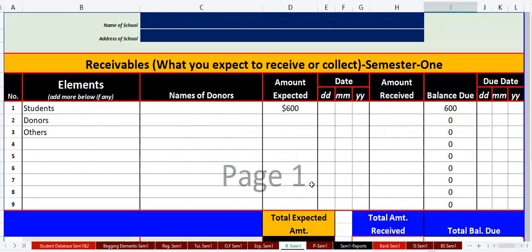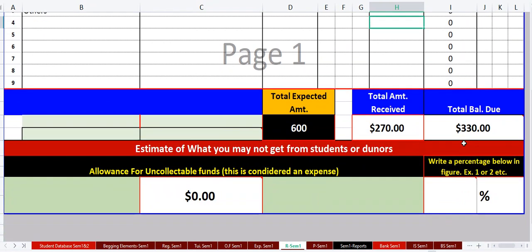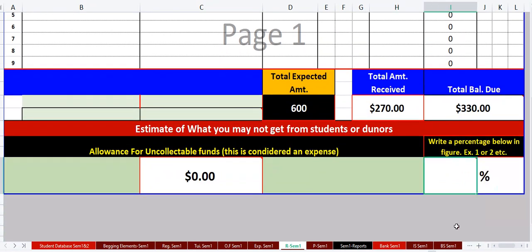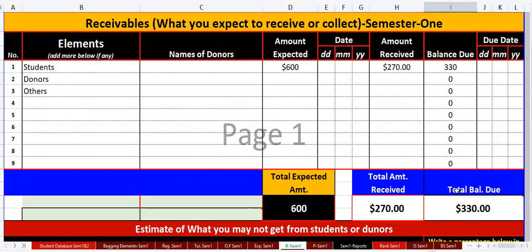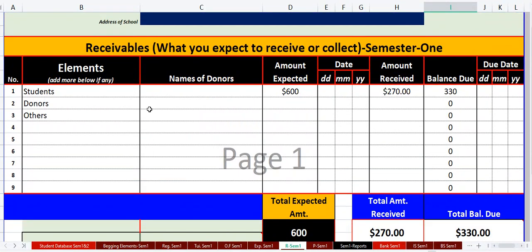There is receivable. Now as you can see here, automatically the students have 600 to pay. This is what we expect to receive from students. Alright, so at the end of the period, let's say out of this money the student tried their best, they reduced the 600, they paid 270, balance 330. Now we come down here now, we say students still owe us. Alright, but before we go to this, let's look at donors.